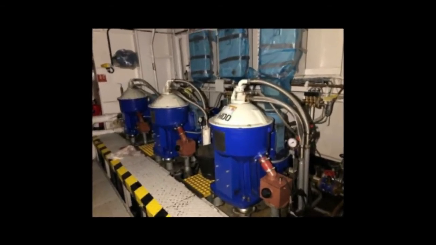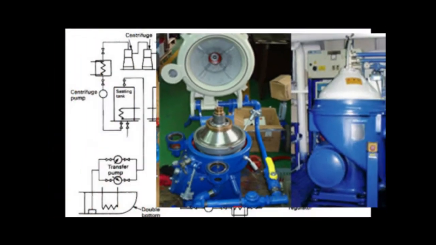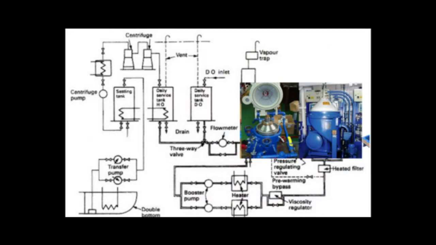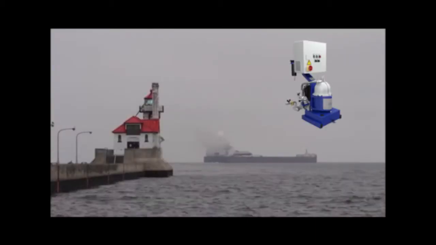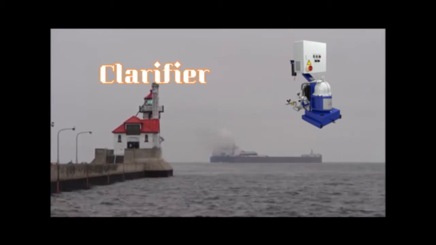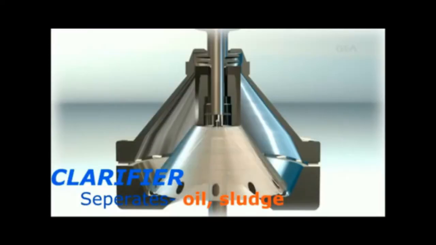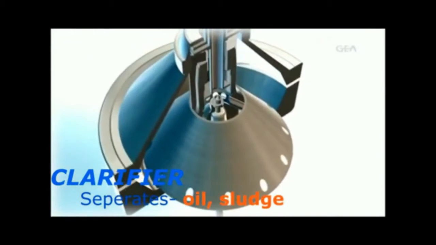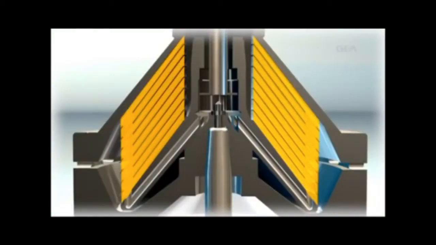Separation process can be speeded up by the use of a centrifuge, also known as centrifugal separator, and can be arranged as a continuous process. Generally, centrifuge or centrifugal separator can be classified into 1. Clarifier. 2. Purifier.